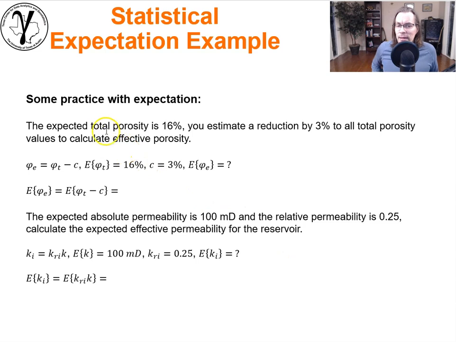All right. The expected total porosity is 16%, but I should say that you estimate that there should be a reduction by a constant of about 3% to all of these total porosity samples to get them to an effective porosity. So you've deemed that you just need to subtract a little bit of porosity because it's not really connected, it's foggy, it's not forming nice paths for flow. So we have the effective porosity is equal to the total porosity minus the constant. The expected total porosity is 16%. The constant is 3%.